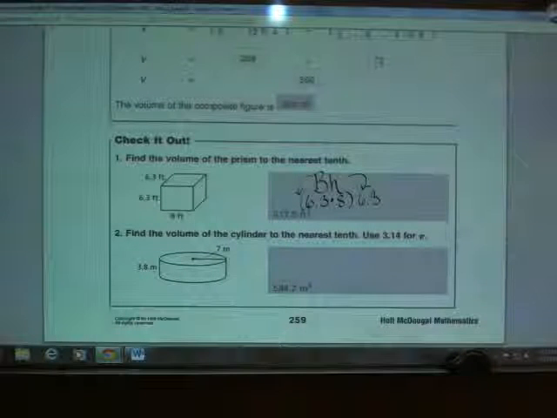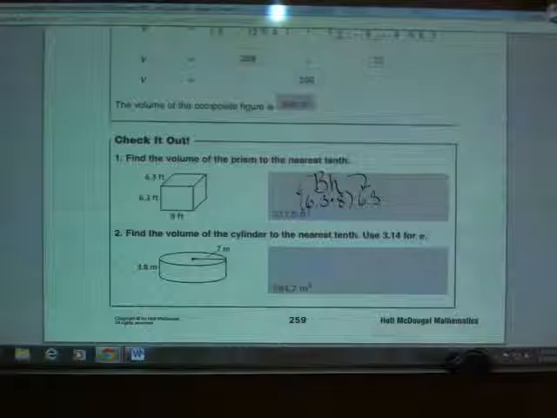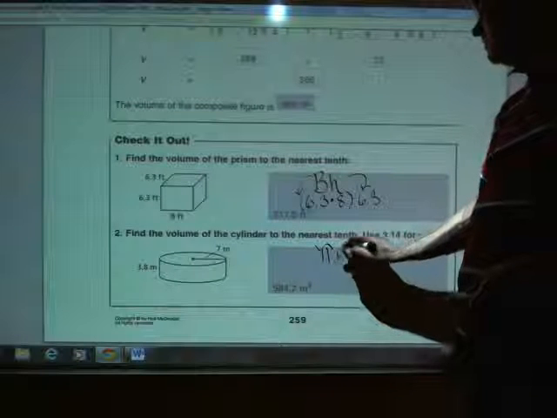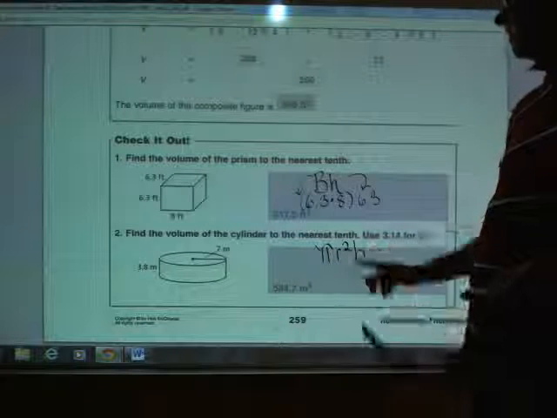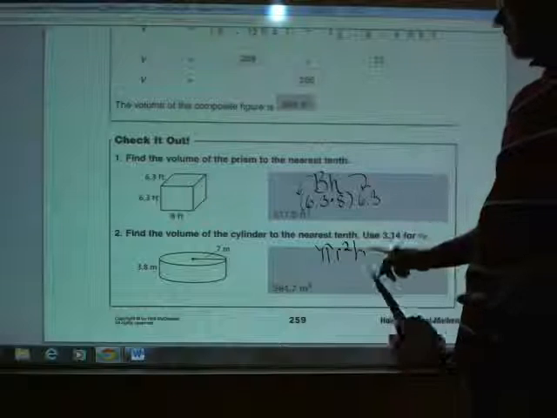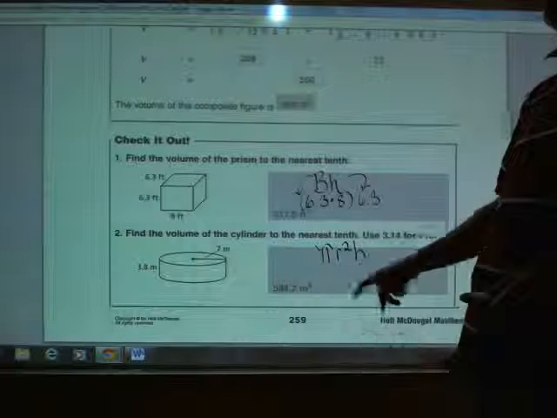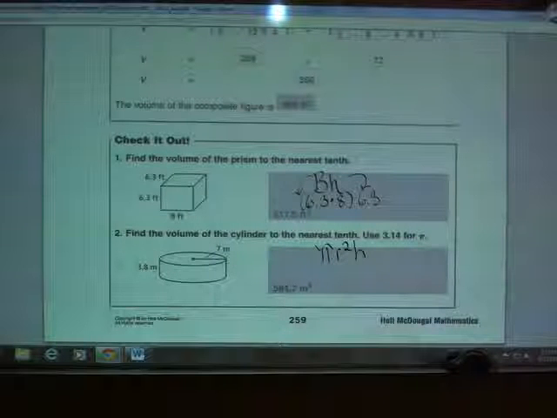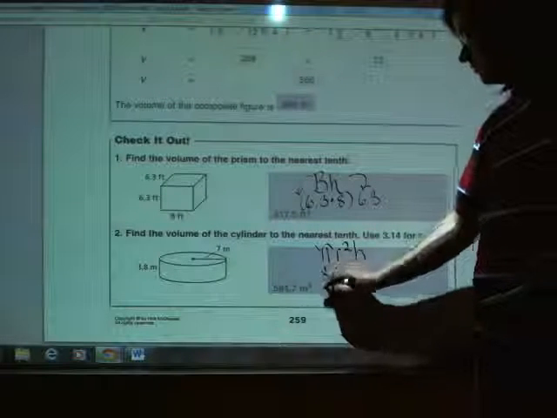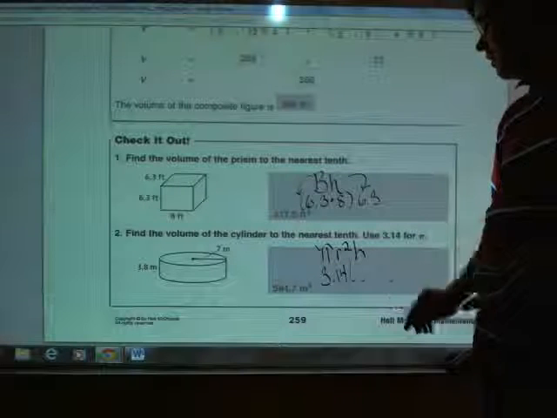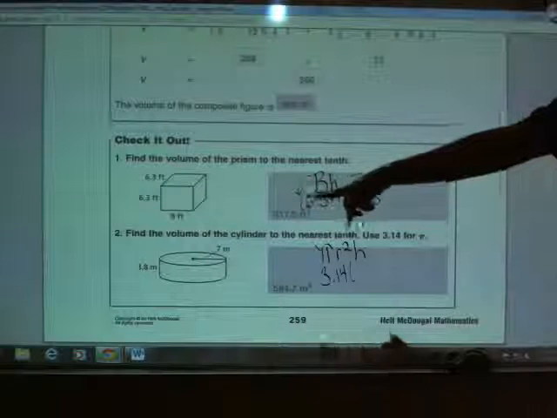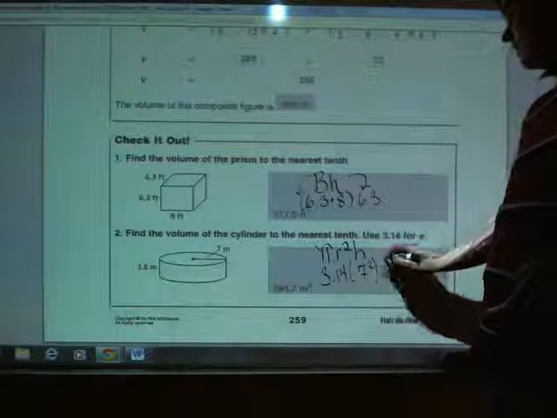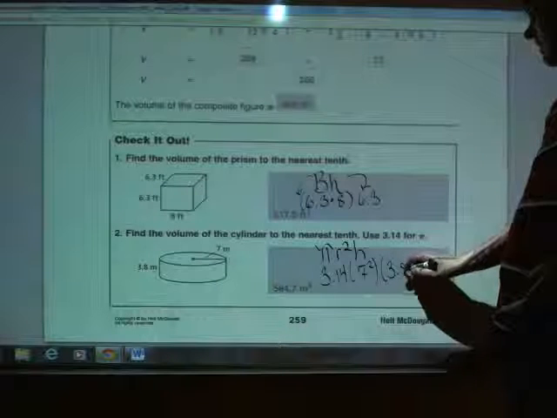When we go down to the cylinder here in number 2, where they're asking me to find the volume, remember the formula changes a little bit, but only because it becomes circle specific, because the base has to be a circle. So instead of saying b times h, they're still using h, but they're multiplying it by pi r squared, which is, of course, how we find the area of a circle. Pi is, of course, 3.14. Multiply that by the radius squared. Well, the radius of the circle there is 7 squared, times the height, which is 3.8.